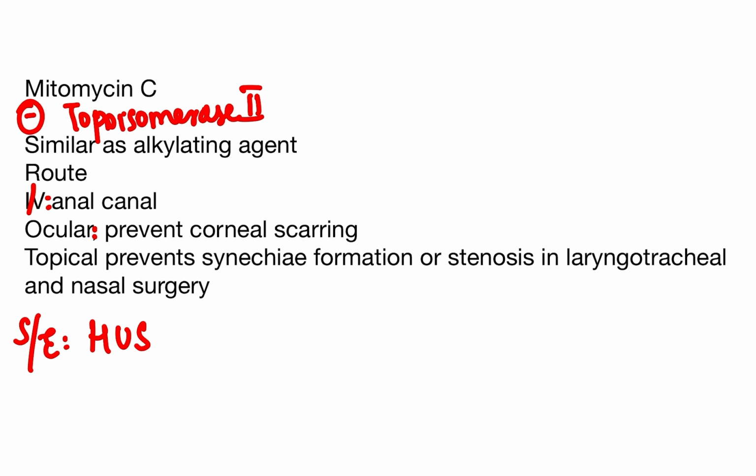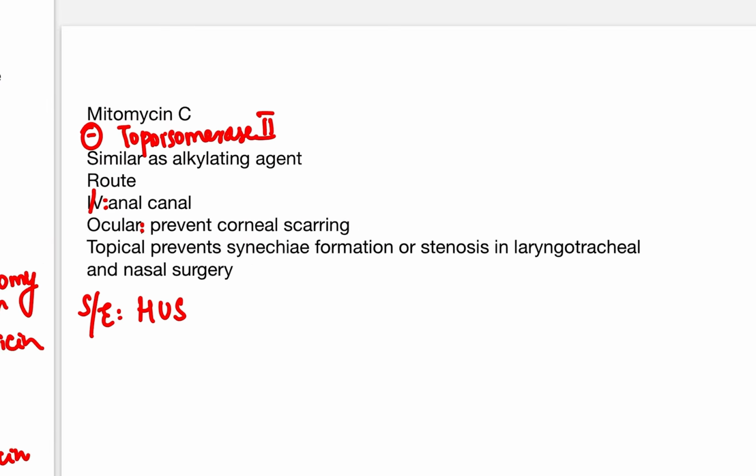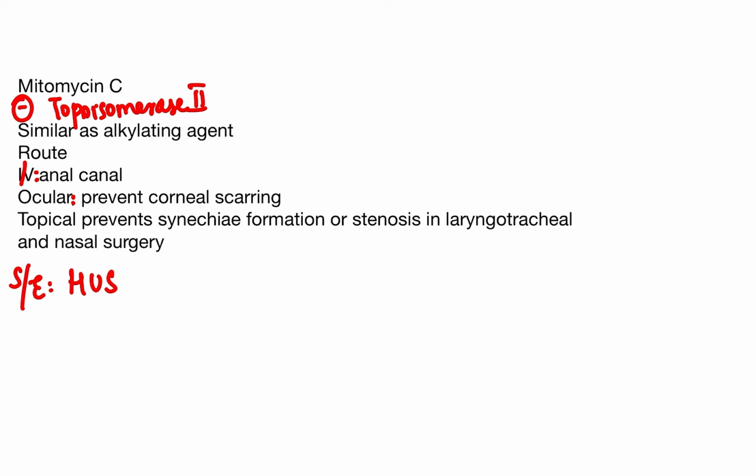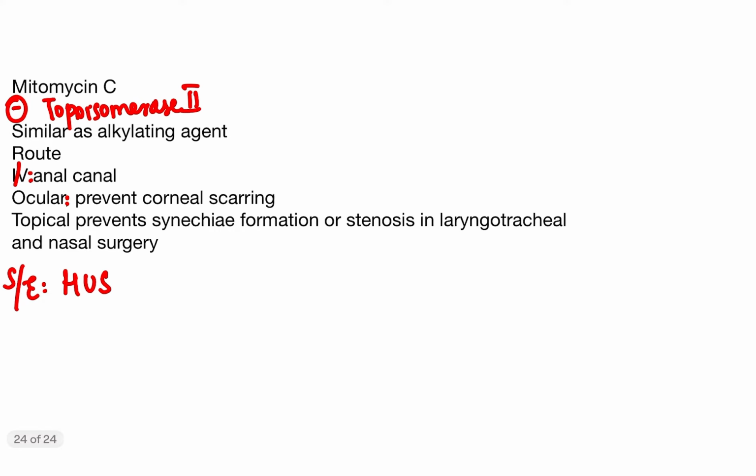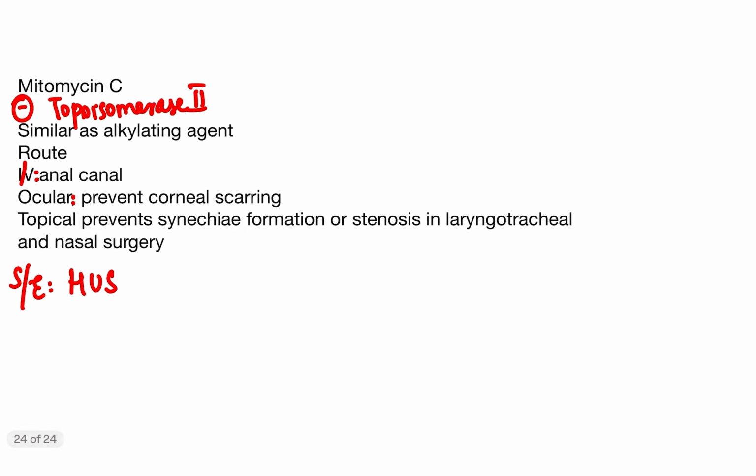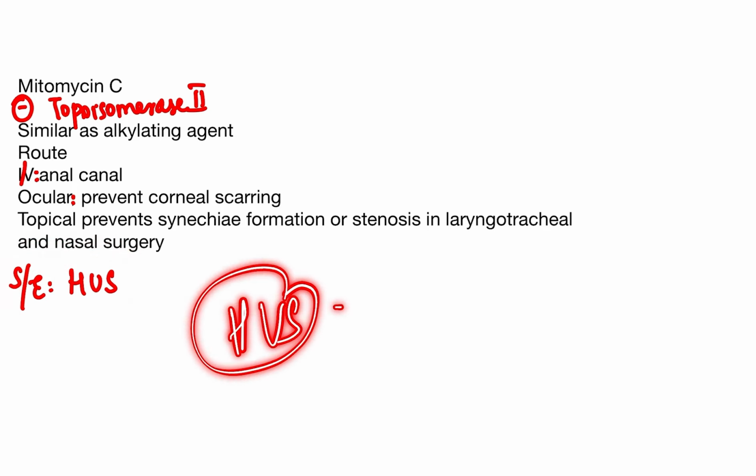Mitomycin C is going to inhibit topoisomerase 2, similar to an alkylating agent. In ophthalmic use it prevents corneal scarring. Mitomycin C is mainly used in various surgeries to prevent corneal scarring, and it is used by topical route to prevent synechiae formation or stenosis in laryngotracheal and nasal surgeries. The side effect is that it causes hemolytic uremic syndrome.